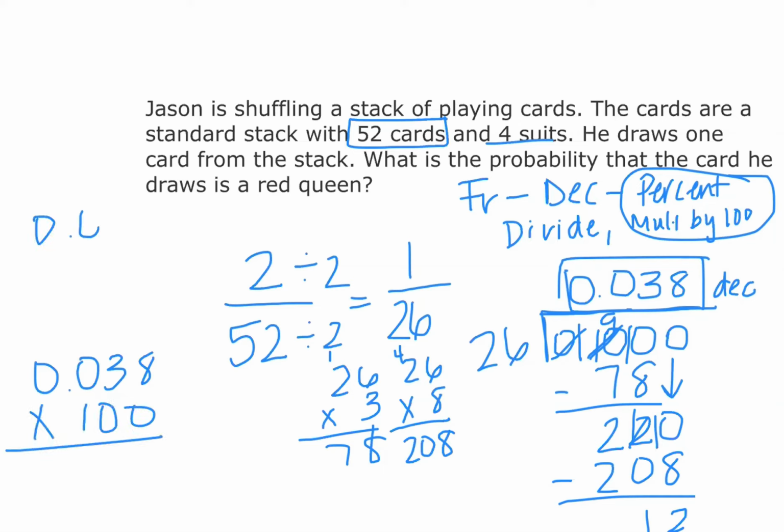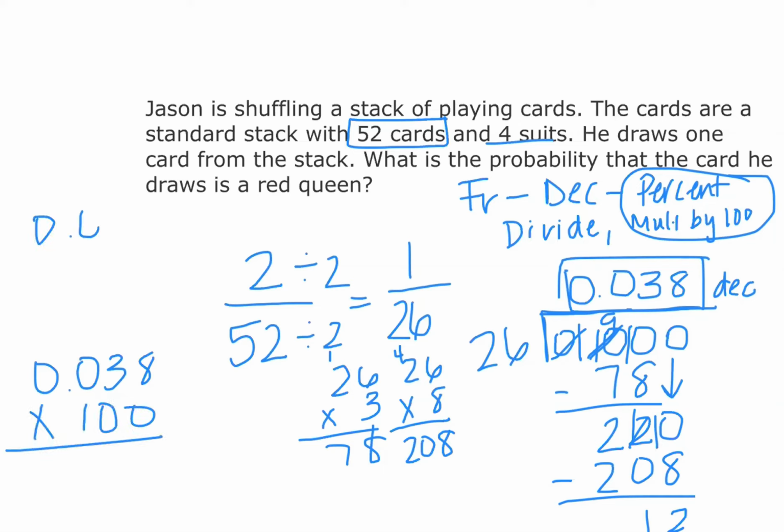Gives you the same thing. 0, 0, 0, 0, 0, 0, 8. Sorry, 1, 2, 8, 3. 3 numbers behind the decimal point. It gives you 3.8. The point is, it gives you the same thing. Okay, sorry, that was messy. So our answer is 3.8%.